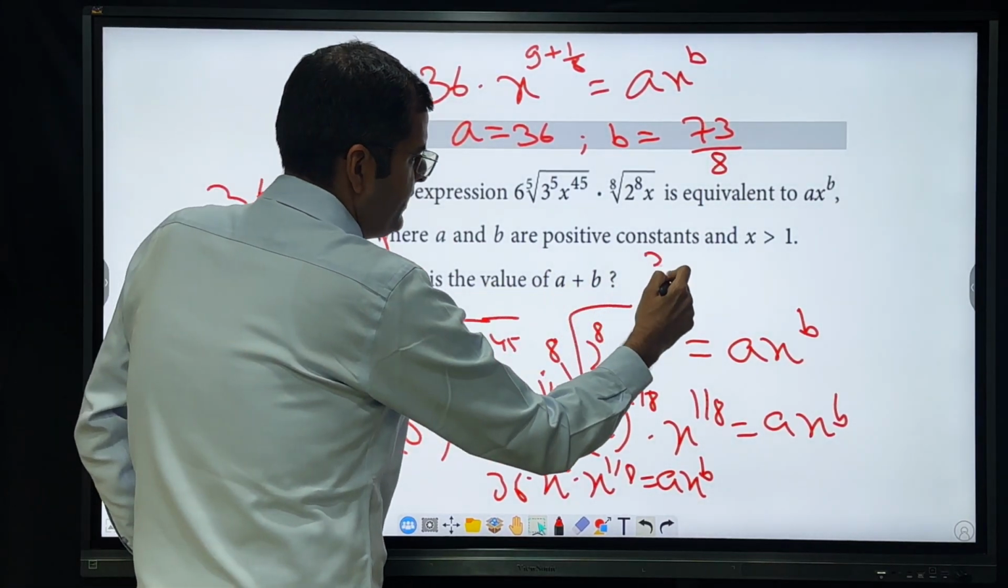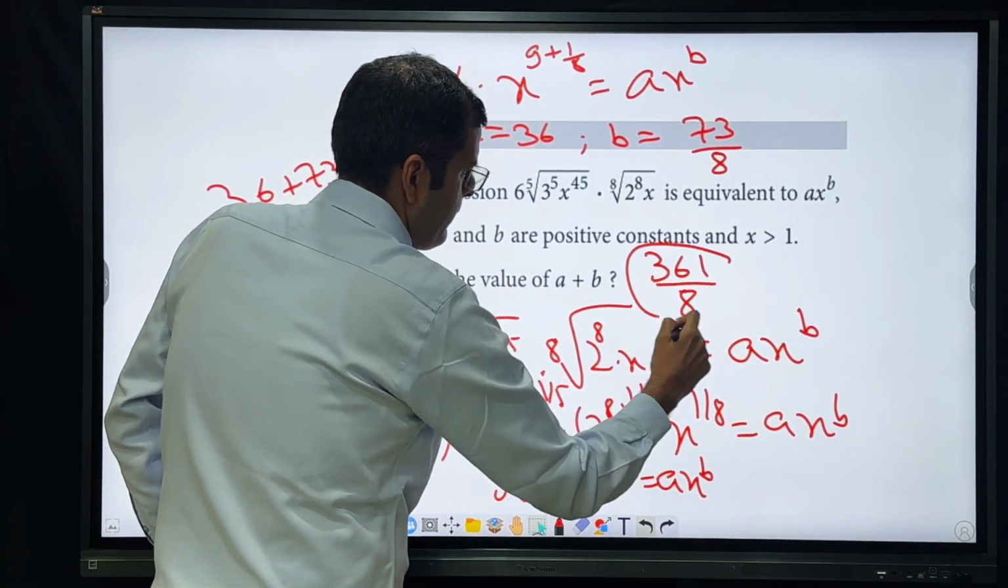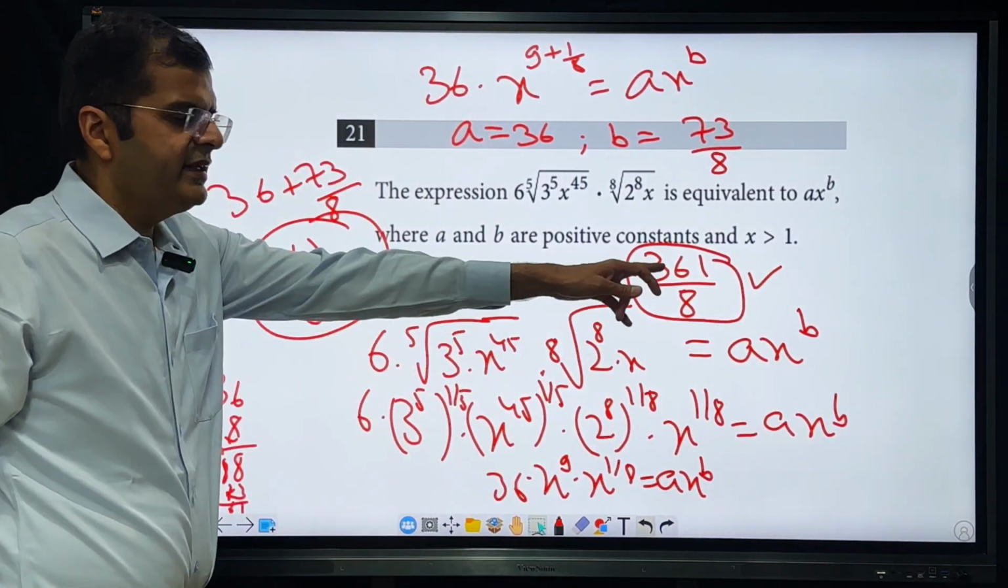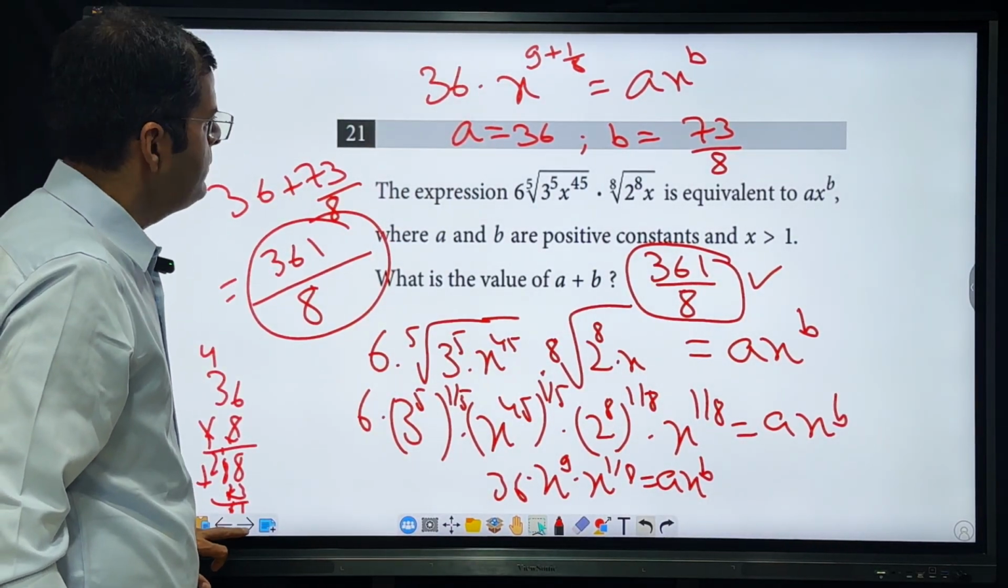What is the value of a plus b? 361 by 8. That is the right answer. If you want to write in decimal, you can convert it in decimal also.